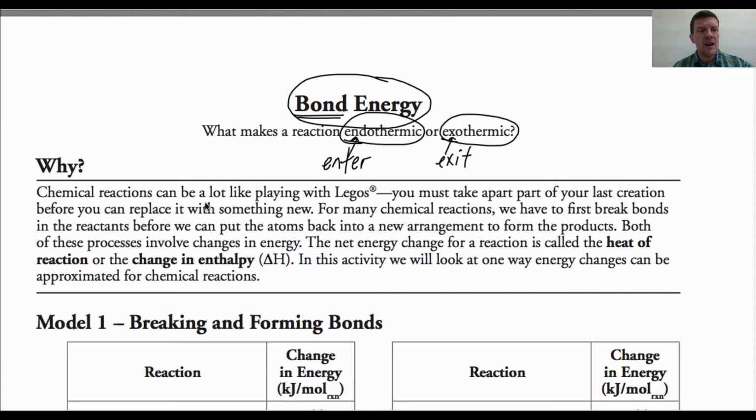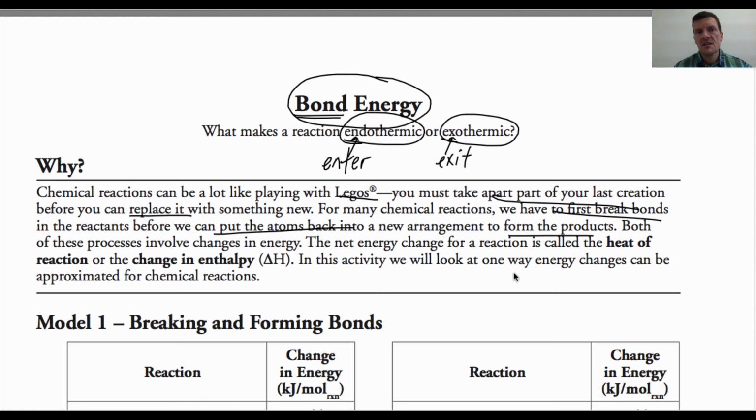And we can think of chemical reactions a lot like playing with Legos. You have to pull apart the Legos that you originally assembled if you want to make something new, assuming your Lego parts have been put together at some point. You take apart your last creation and then rearrange those to make something new. That's kind of like what a chemical reaction is. We have to break the bonds before we can put the atoms back together in order to form new bonds and new products. All right?